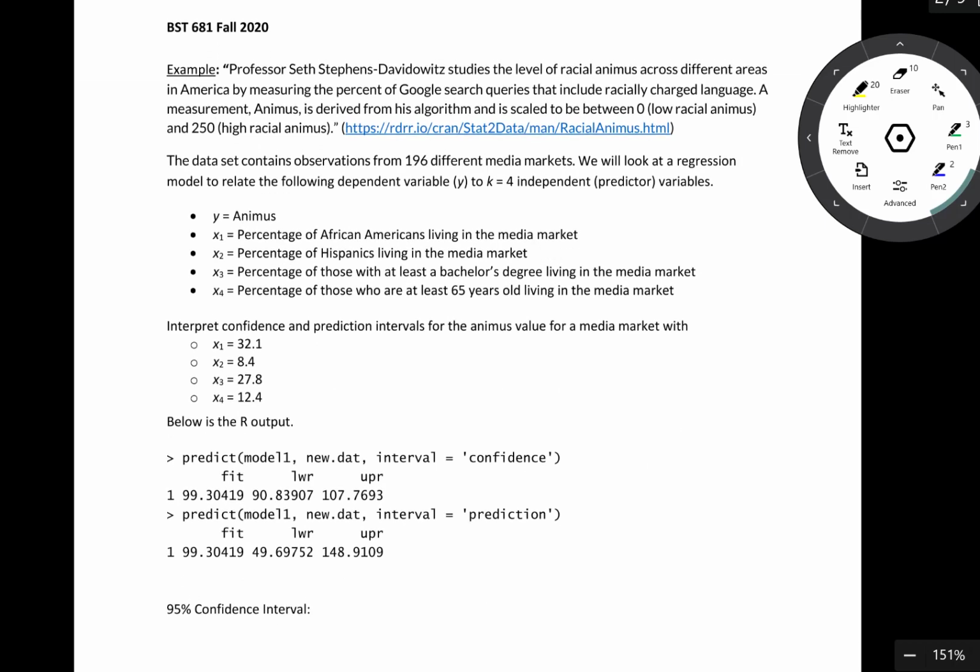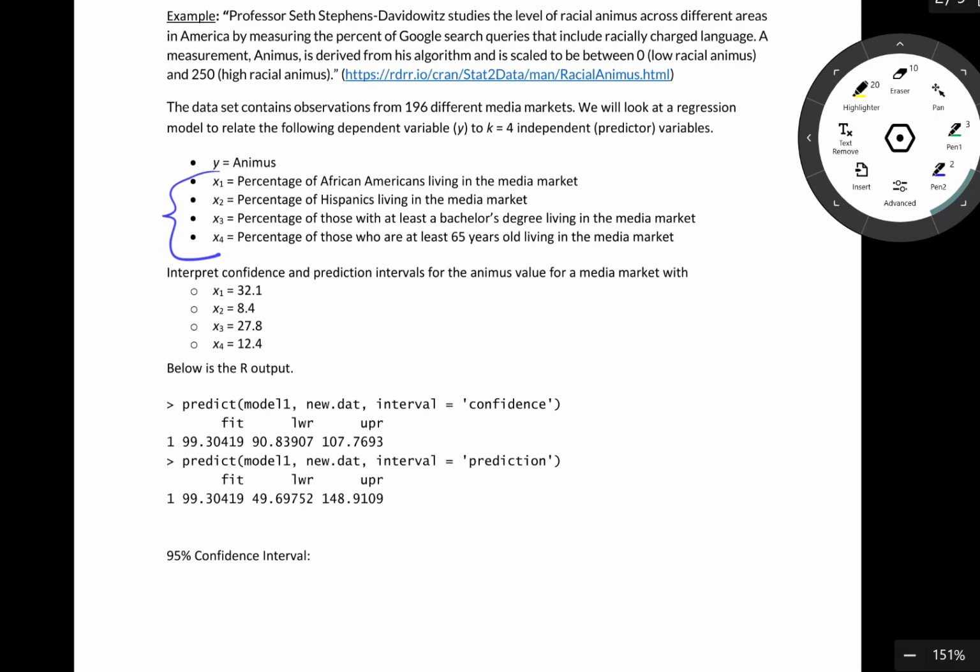So this is our running example for multiple linear regression. Remember that we have this professor who is studying levels of racial animus across different areas in America, in particular looking at different media markets. Animus is a value derived from an algorithm, and it is scored between 0 and 250. We have observations from 196 different media markets. We're going to look at 4 different independent or predictor variables given here, and we've seen these before. So we're going to interpret a confidence and a prediction interval for animus for a media market with the following.